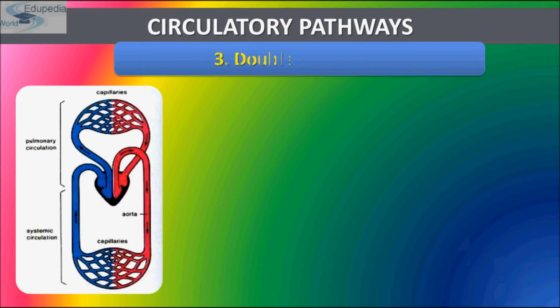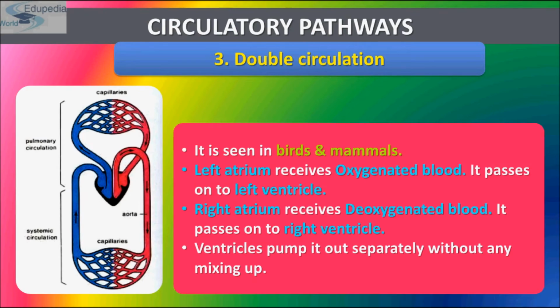Now comes the double circulation. This is the most distinguishing feature of crocodiles, birds and mammals. In this, the oxygenated and the deoxygenated blood received from the left and the right auricle respectively passes on to the left and the right ventricle respectively. That means left auricle to left ventricle and right auricle to right ventricle. Now, oxygenated and deoxygenated blood is not mixed, unlike incomplete double circulation.